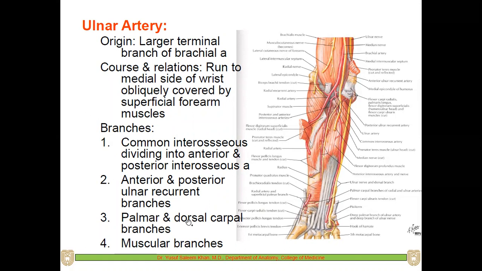Then it also gives the palmar and dorsal carpal branches. When it comes to the hand, near the wrist, it will be giving the palmar as well as the dorsal carpal branches. Then it will also be giving muscular branches in the forearm as well as in the hand.